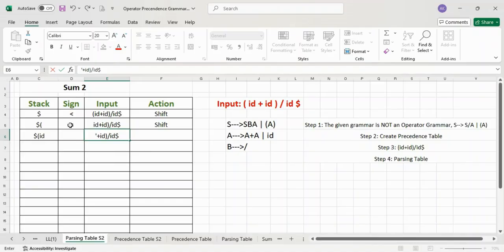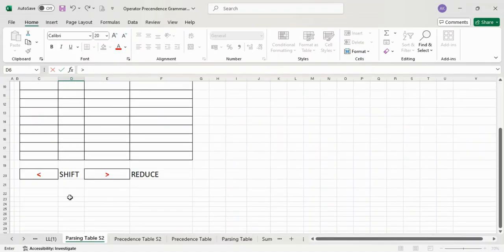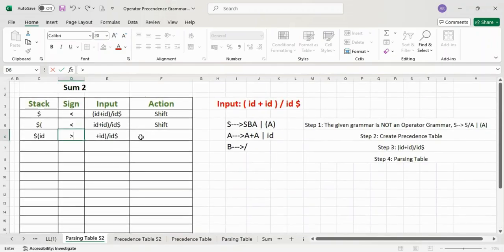Now what I do is I compare id and plus. We know that id has highest priority, so it is a greater than sign. When you see a greater than sign, what you have to do? We have to do reduce. So I will say reduce. Now for reducing, if you observe the grammar, I will be using the grammar rule A giving id, and reduction means replacing id with A.